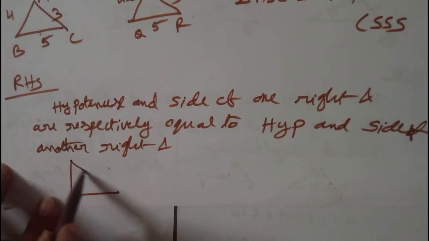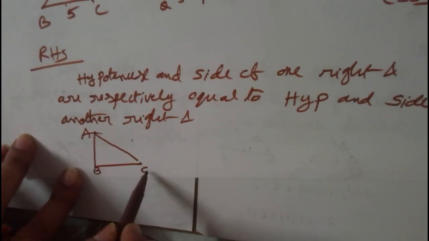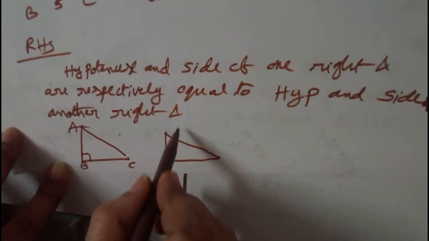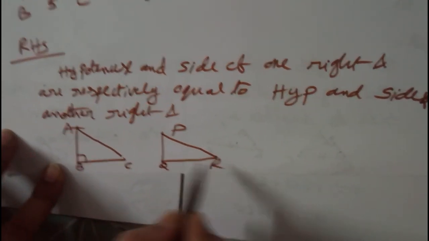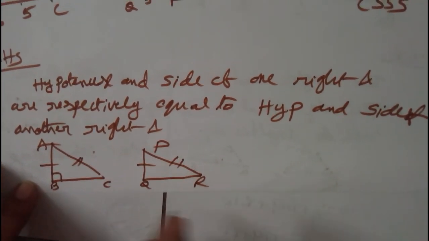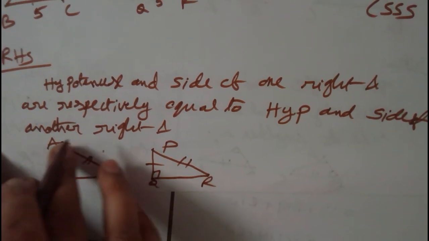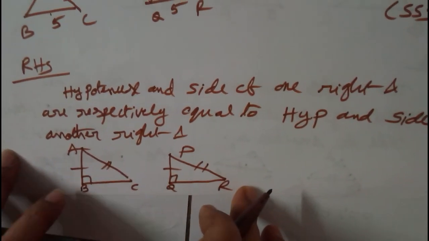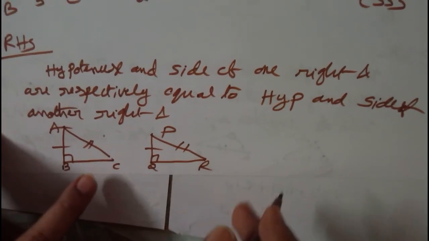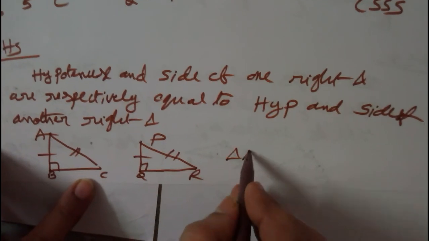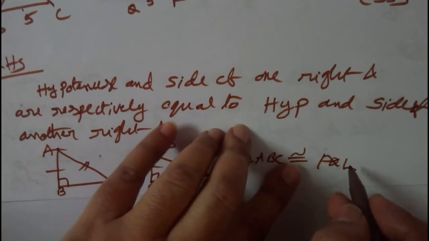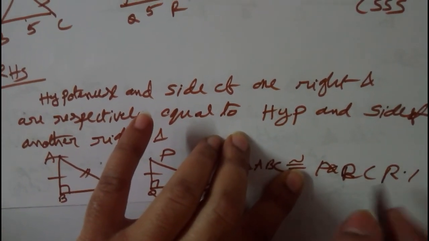It is a right angle triangle ABC. It is a right angle triangle PQR. So AB is equal to PQ and AC is equal to PR. Here Q is also 90. Triangle ABC is right triangle, triangle PQR is also right triangle. Here this is right angle at B, here this is right angle at Q. So these two triangles are congruent triangles. Triangle ABC is congruent to triangle PQR. RHS congruency.